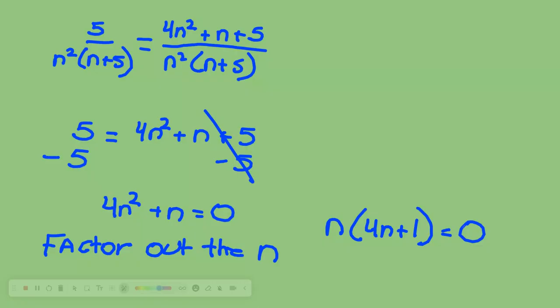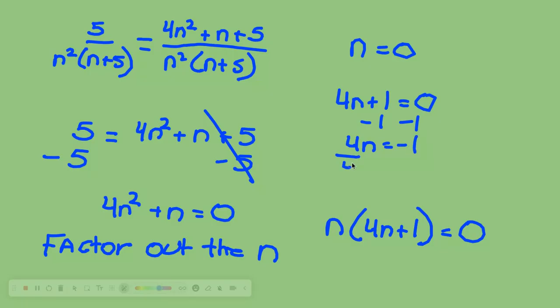So we get two possible solutions, which we're supposed to have when we have a quadratic, right? So in the first one, n is just going to equal 0. You see it's by itself, so n equals 0. And then for the other one, we have 4n plus 1 equals 0. So we're going to minus the 1 on both sides, and we're left with 4n equals negative 1. Divide out the 4, and n is going to equal negative 1/4.